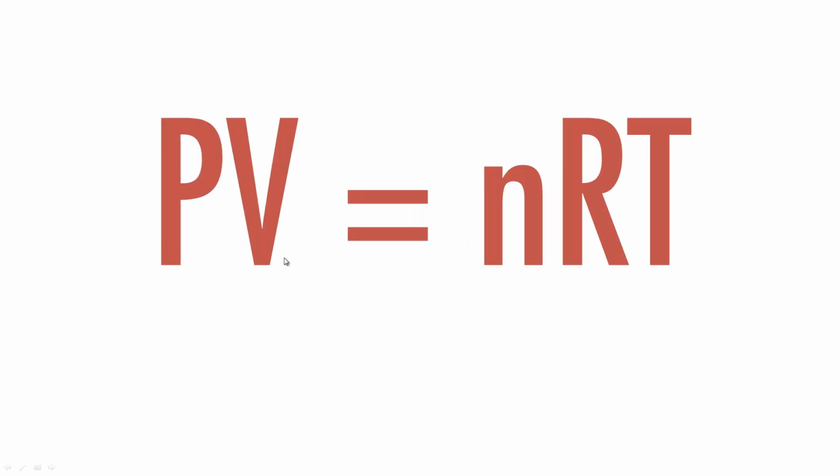So the other one is PV equals nRT, which stands for pressure times volume equals moles times 8.31. This is a constant. This remains constant all the time. Times temperature.